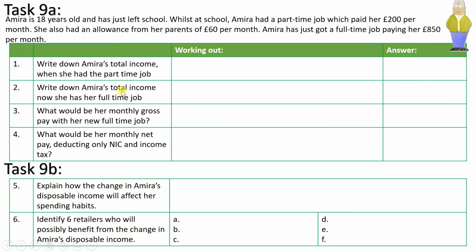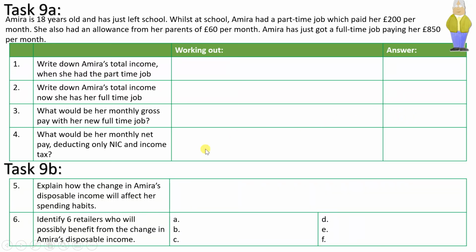Question 2. Write down Amira's total income now she has her full-time job. And please assume that she doesn't have the allowance from her parents now. So that's her total income for the year, question 2. Question 3. What would be her monthly gross pay with her new full-time job? So this is checking we've remembered the definition of gross pay. And you write the answer for number 3.